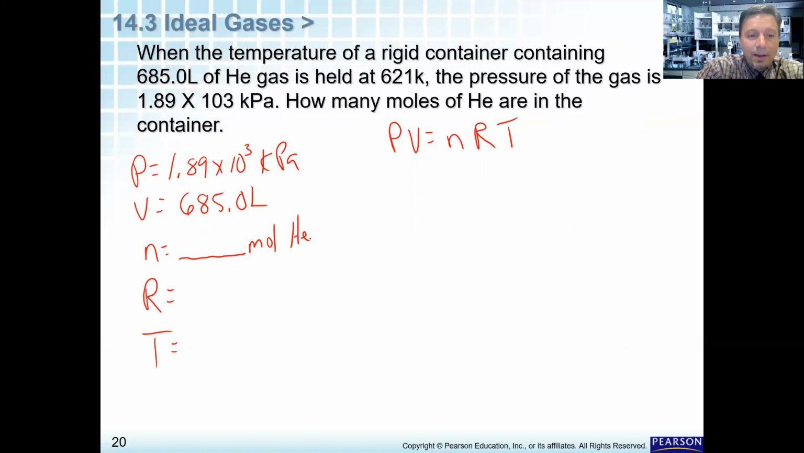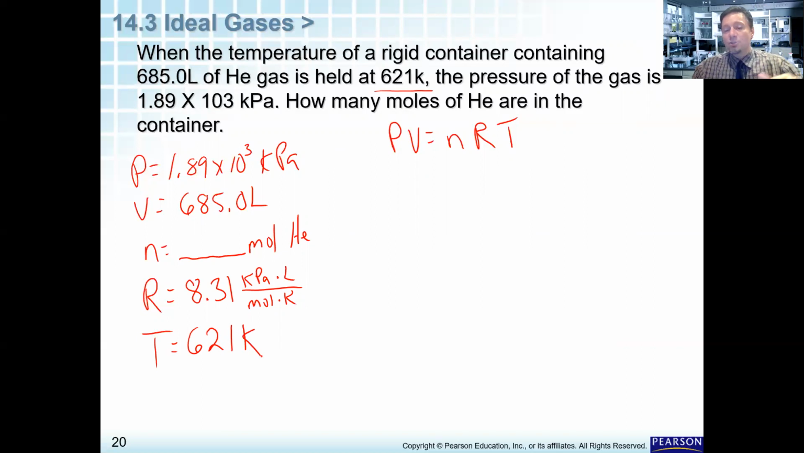R value, I'm in kilopascals, so that means it is 8.31 kilopascals times liters divided by moles times kelvins. Those are the units that it's in. And I got that right off my formula sheet. You don't have to memorize it. It's going to be there for you on your formula sheet. And your temperature is already right here in Kelvin, so we don't have to worry about a conversion. So 621 Kelvin.